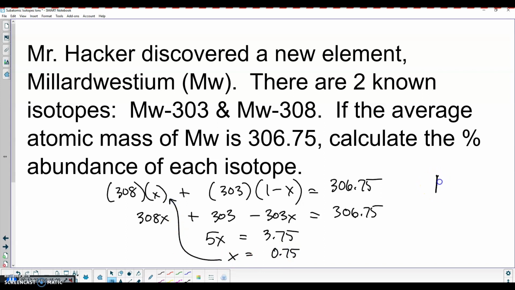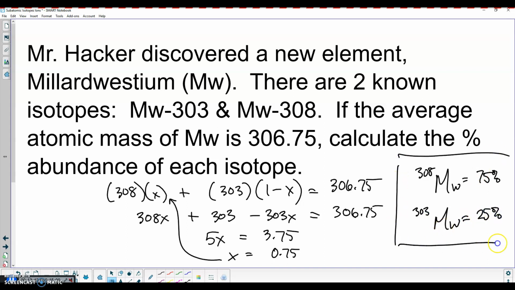So Millard-Westium 308, looks like 75% of them are that. That tells me Millard-Westium 303 is the remainder, so 100 minus 75 is 25%. And it makes number sense. Because if you look at it, if the average is 306, it's much closer to 308. There should be more 308s.